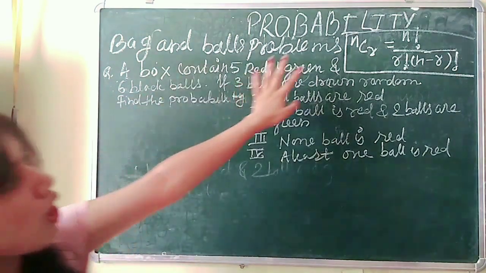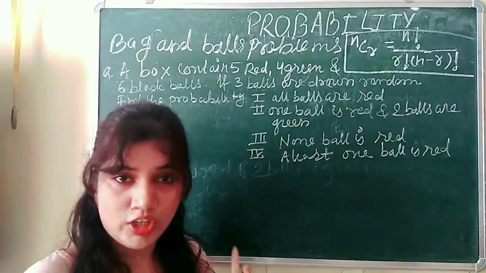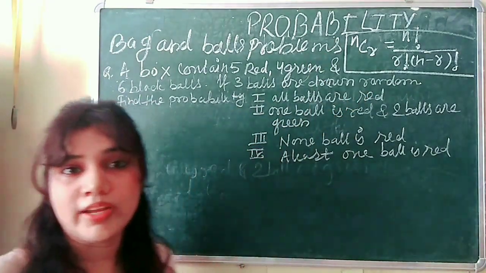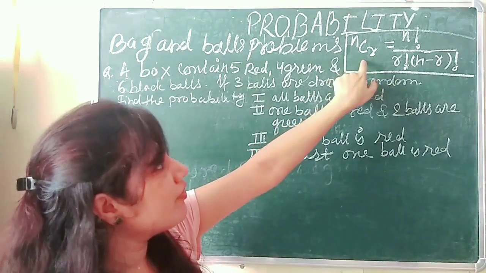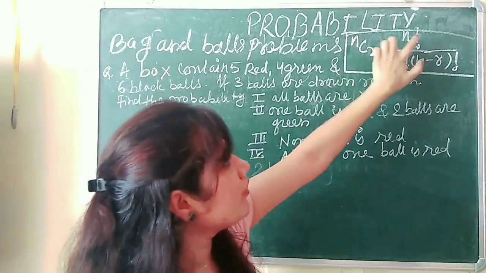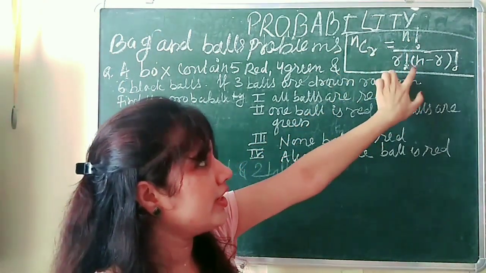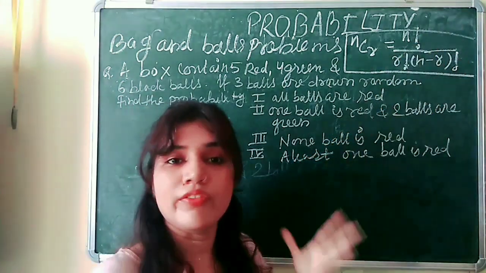Here we will use the combination formula. The combination formula is nCr. If we open it, we will get n factorial upon r factorial times (n minus r) factorial.